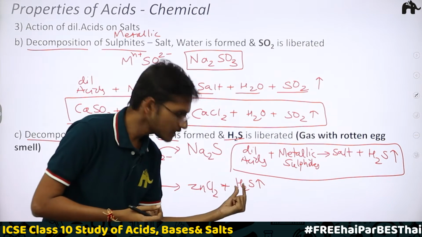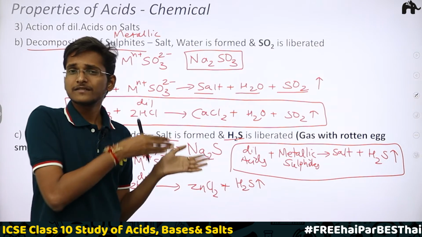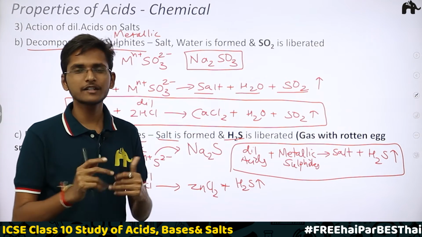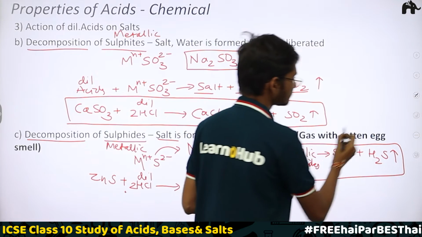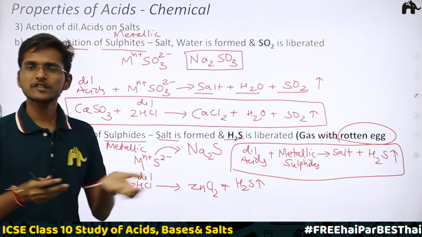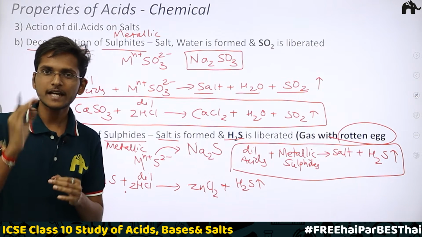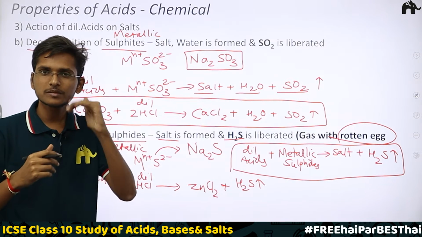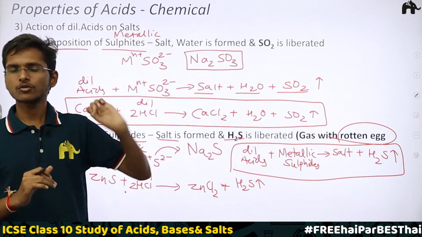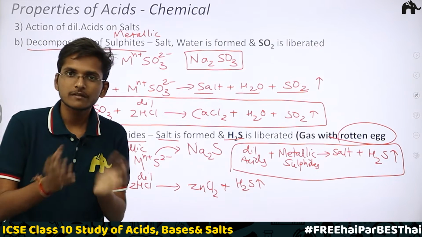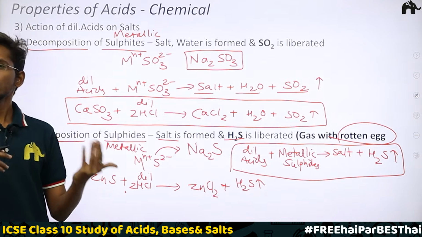And for hydrogen sulfide gas, the test for detecting it is the gas itself, because it has such a bad smell that you would detect it very quickly. Its smell is like rotten egg. So when you experience this rotten egg smell in a reaction, you can definitely say that hydrogen sulfide gas is getting formed. So what would be your observation? You would simply write: a gas with rotten egg smell is evolved or liberated.